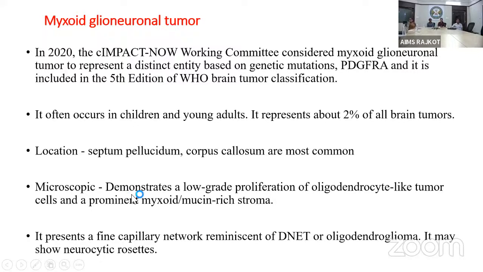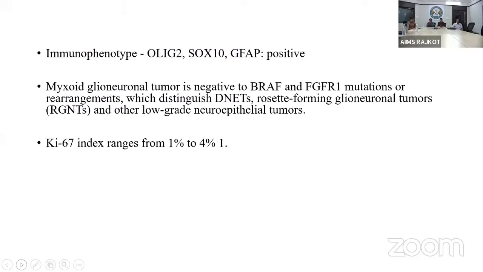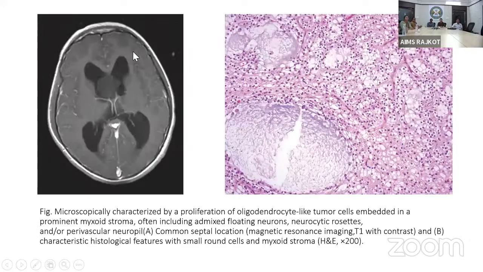These tumors demonstrate low-grade proliferation of oligodendrocyte-like cells in a prominent myxoid or mucin-rich stroma. On immunophenotyping, these show positivity for OLIG2, SOX10, GFAP, and this myxoid glioneuronal tumor is negative for BRAF and FGFR1 mutations. Ki67 index is low, 1 to 4%, and this tumor is categorized as WHO grade 1 with good prognosis.